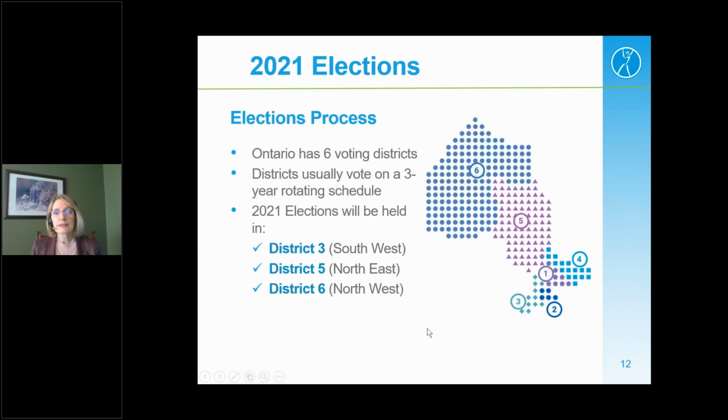Some more logistics. This time for elections, there are 3 positions coming up. We do have 6 voting districts, and usually every 3 years a position comes up. When people are elected, they're elected for 3 years. This year we're doing those 3 districts, and you can see that it's the more northern part, and then this far west part of our province.